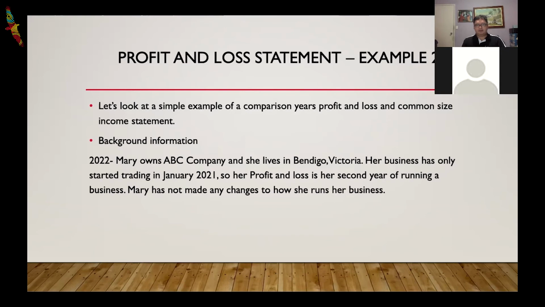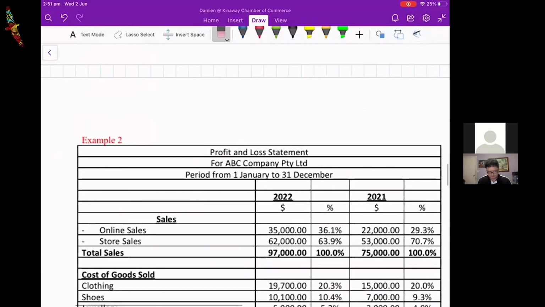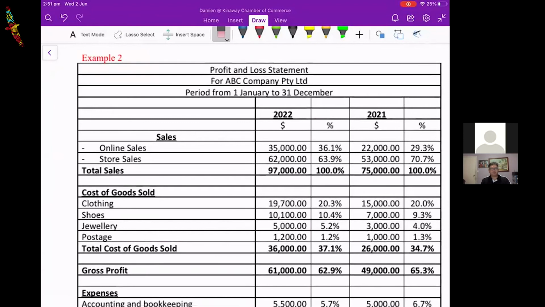Okay, so let's have a look at this. Example 2. So again, let's have a look starting from the very top. Again, it's a profit and loss statement. It's for ABC Company Proprietary Limited. It's for periods 1st of January to 31st of December. And we have here the periods being the years 2021 and 2022, for those 2 years, from 1st of January to 31st of December.